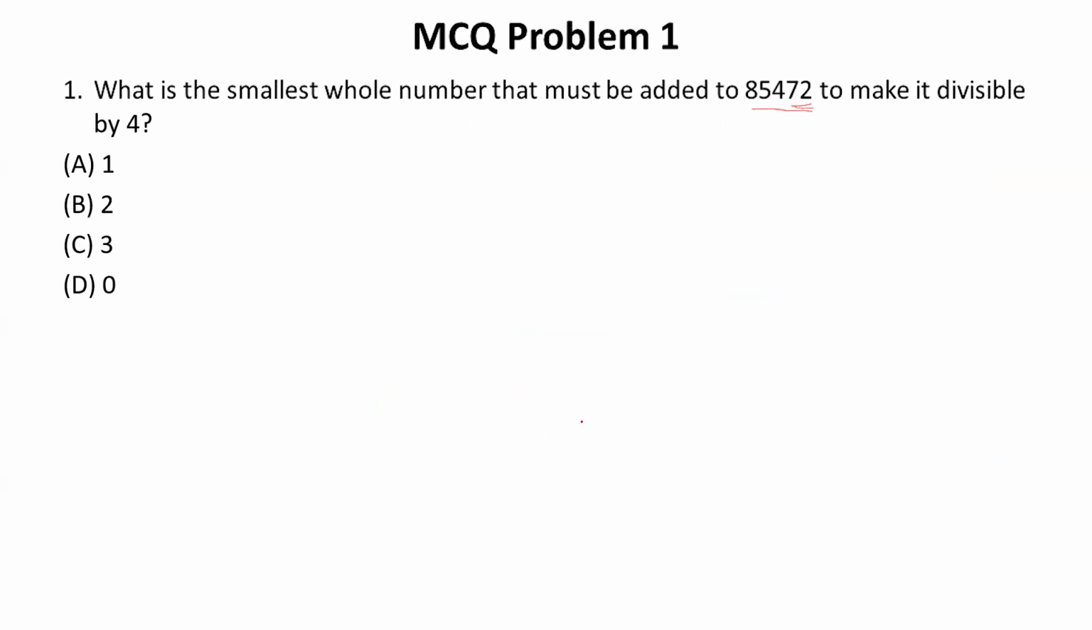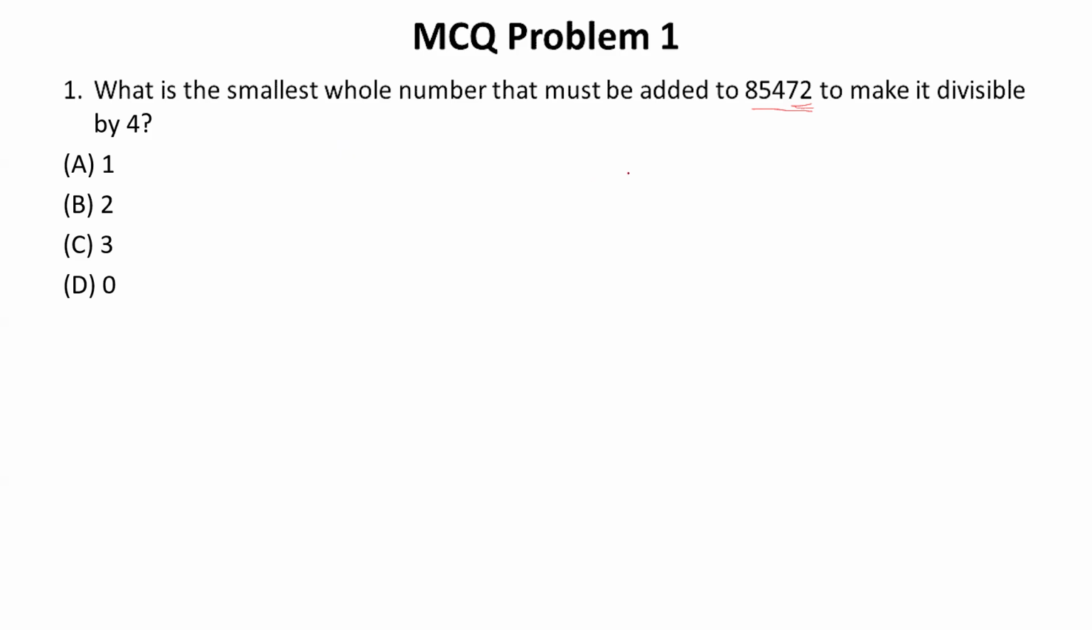Now look at some problems. What is the smallest whole number that must be added to this to make it divisible by 4? So just rewind and check. Just try to remember what is the rule for a number to be divisible by 4. If you remember, then it's fine. If you forget, just go back and check, or just keep on writing.